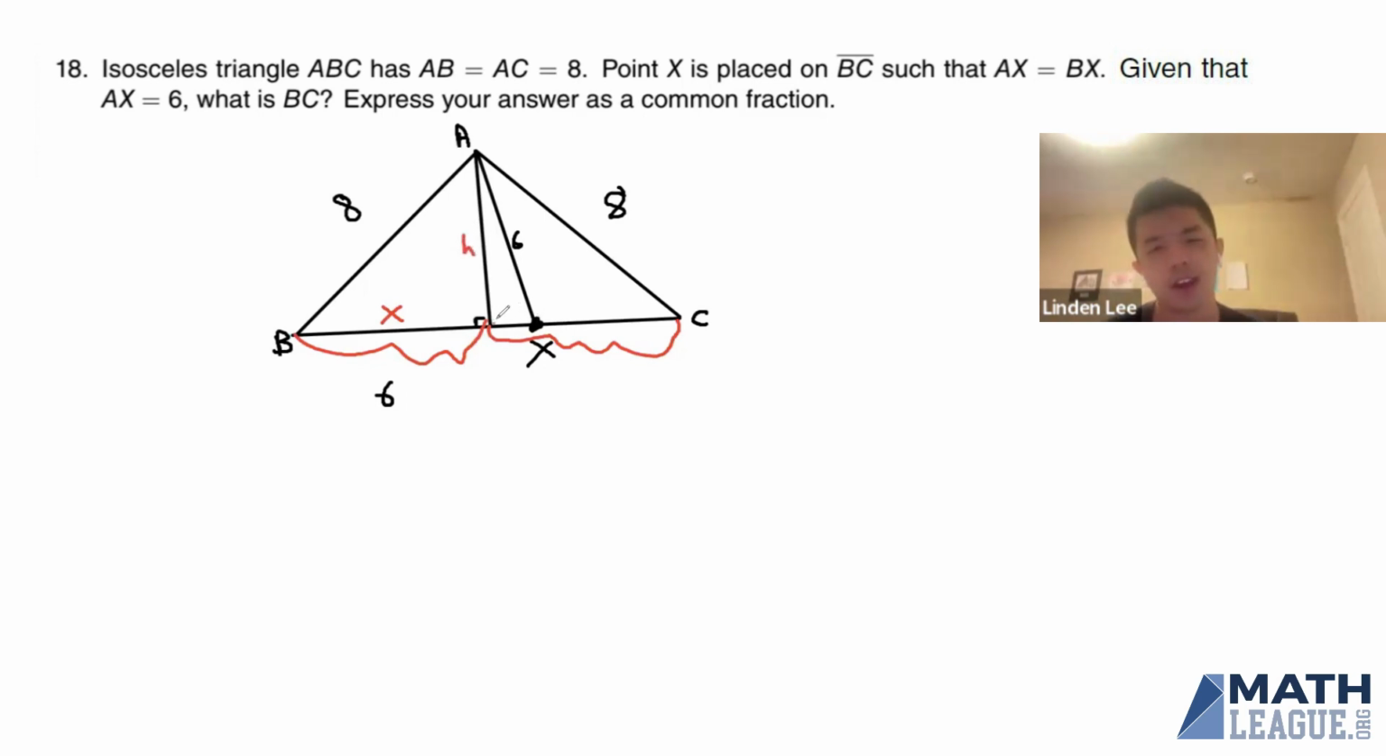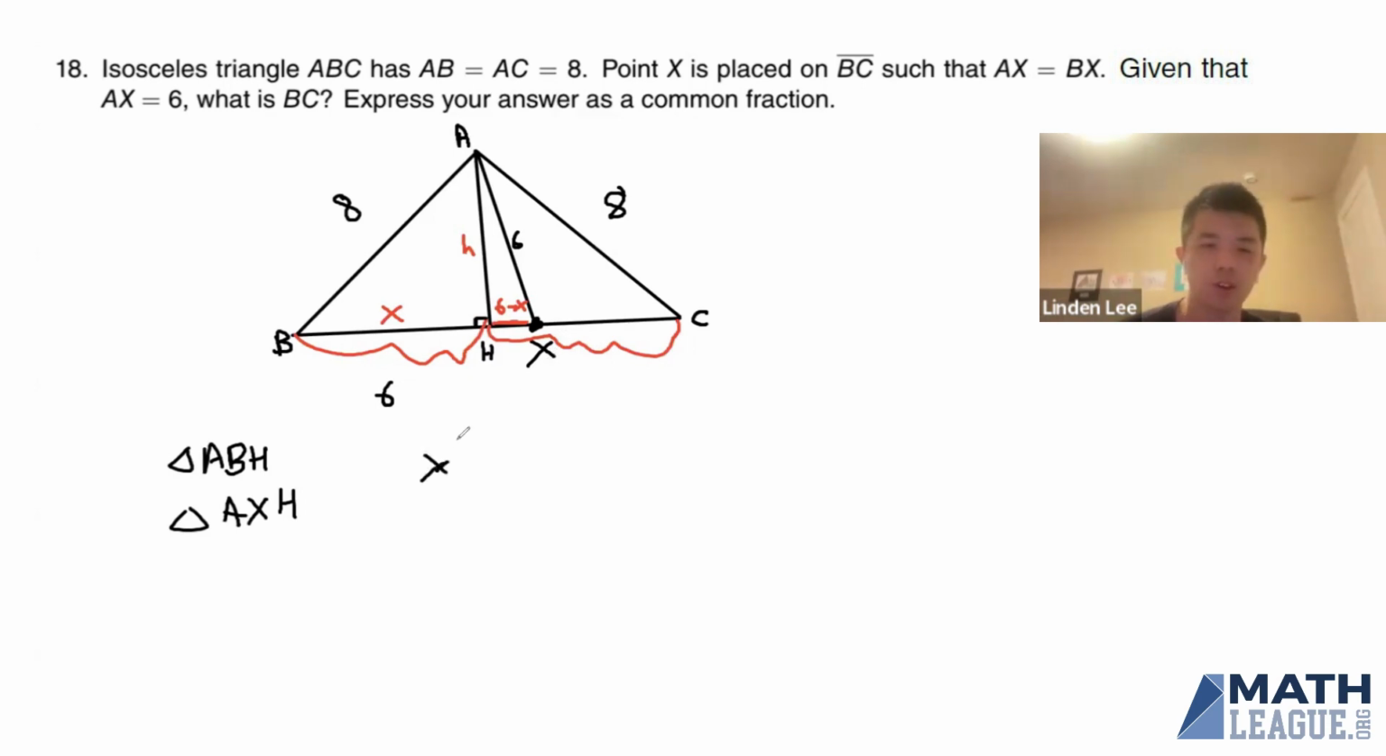Now, what else can we say? We can say that this guy is, because BX is 6 and this little part is x, this guy is 6 minus x long. And now what do we have? We see we have a bunch of right triangles. If we denote this guy with h, we see that triangle ABH and triangle AXH are both right triangles because they have this right angle over here. And so we may use the Pythagorean theorem to solve this problem.